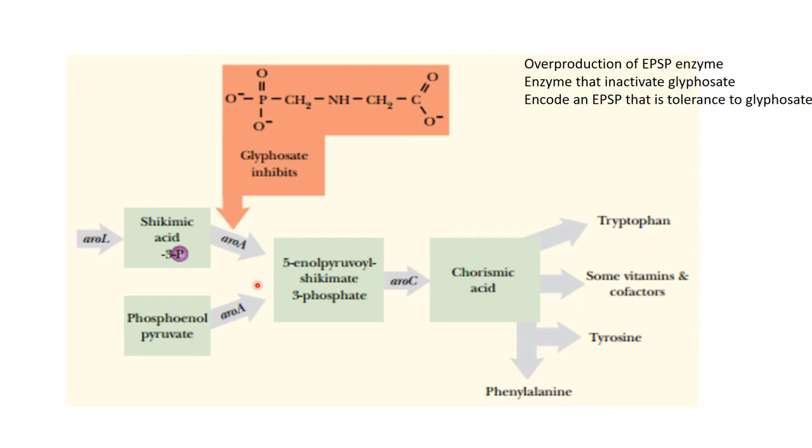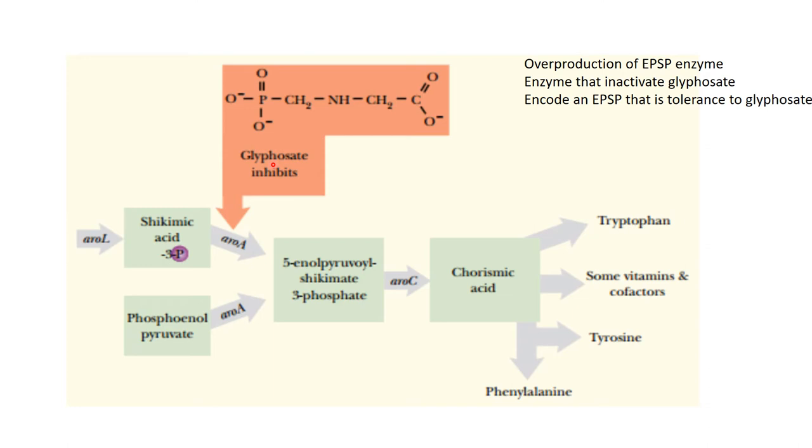Glyphosate is a herbicide. ये herbicide है जो herb को kill करती है. अब इसका mechanism of action क्या है? इसका mechanism of action ये है कि जो हमारे पास aromatic amino acids हैं, amino compounds हैं, vitamins हैं, उनके synthesis को inhibit करता है ये glyphosate in the plants.